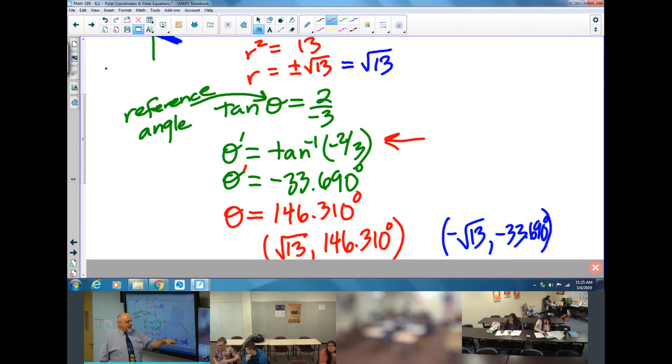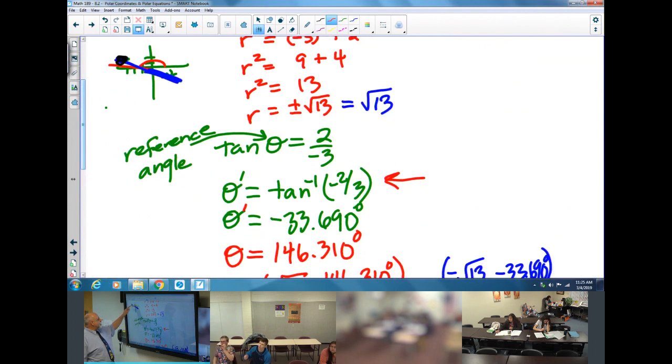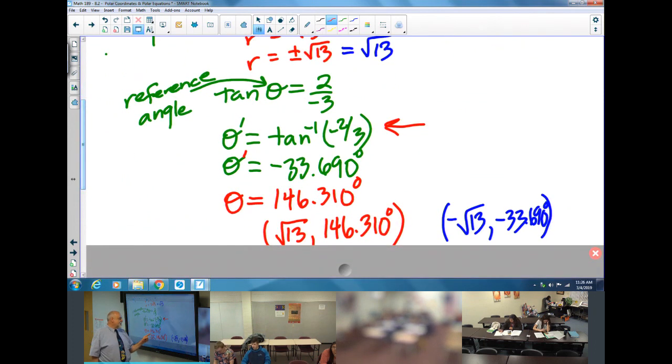So we could say use the negative angle and then use the r as the negative. Or we could say, all right, if I want to use the positive value of positive radical 13, then I actually need to be in quadrant 2. So if negative 33 is my reference angle, then I measure up 33.690 from 180, or subtract, and I get that angle. And so this answer here in red is also correct.